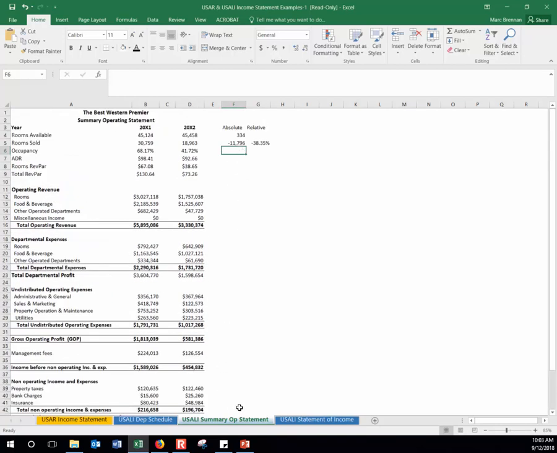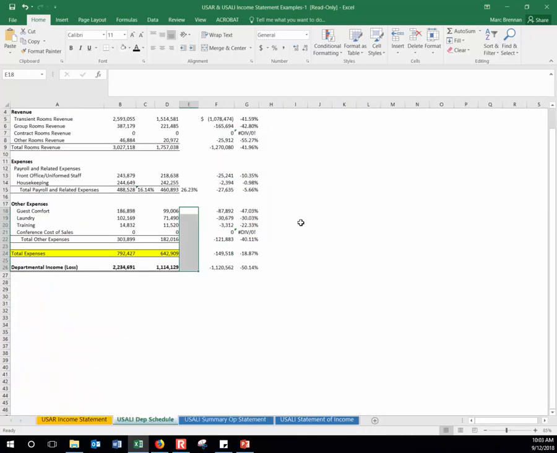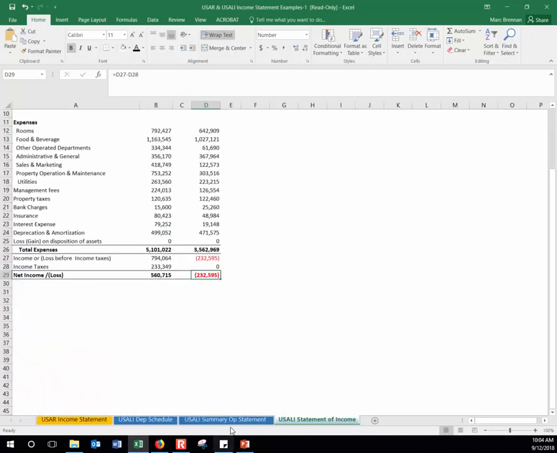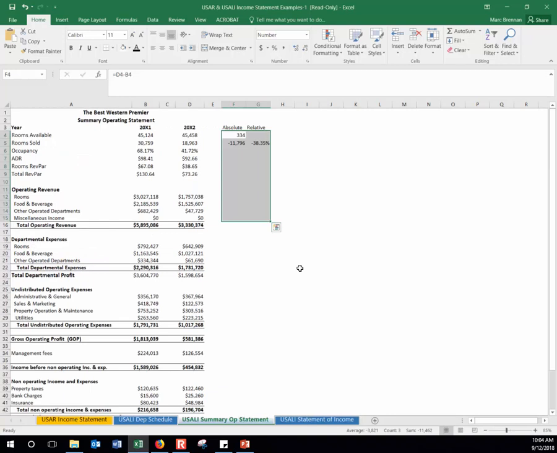Now remember, you want to always work your horizontal analysis with your vertical analysis. Compare the two and it will give you a more educated analysis. So complete both vertical and horizontal analysis for your summary operating statement and use Saley's statement of income, and look to come into class prepared.